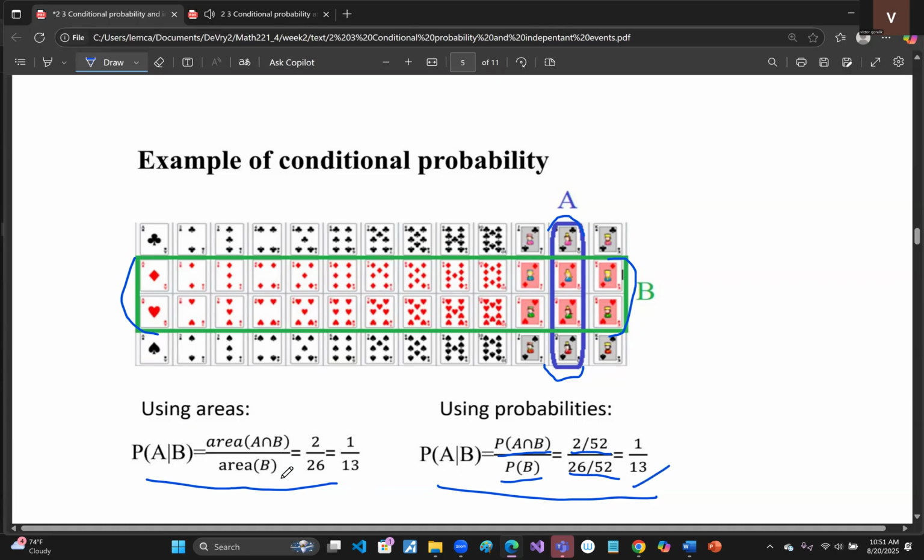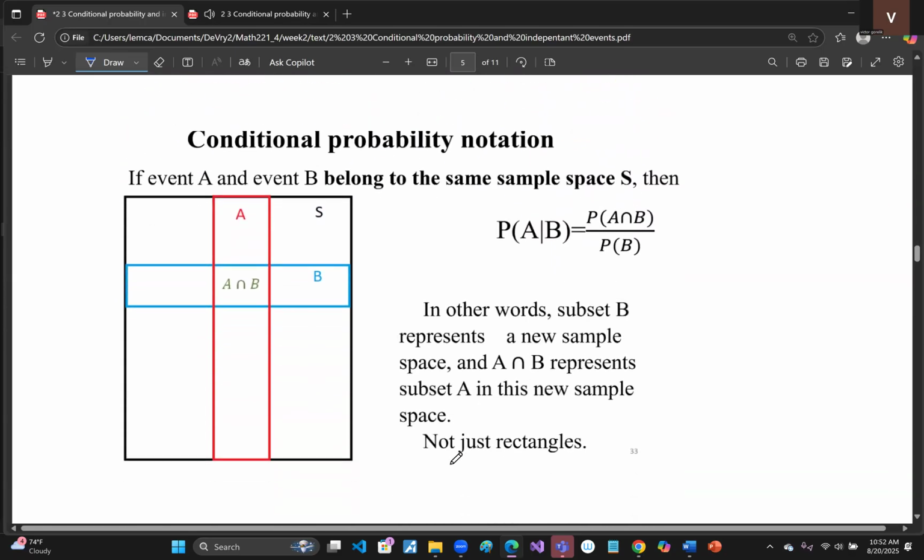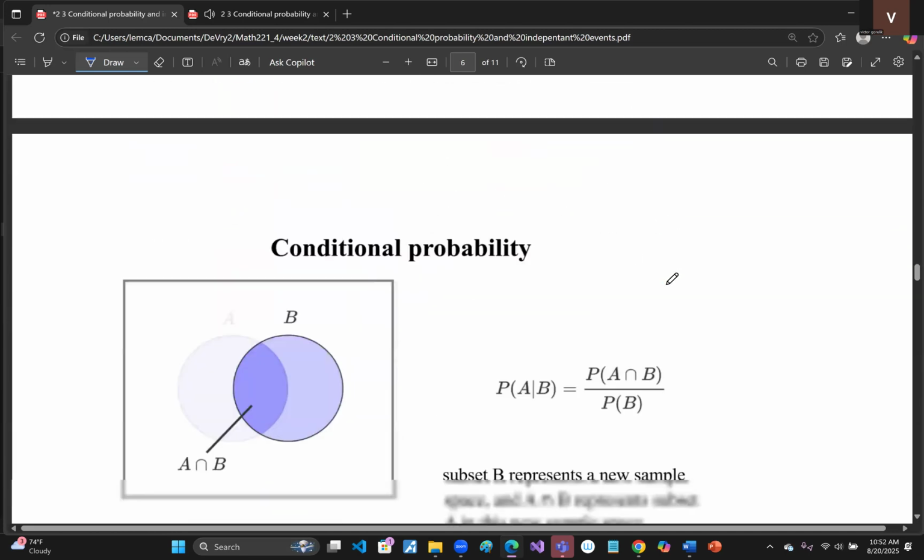You could get the same result by using the areas, not probabilities. The area of intersection is 2 cards. The area of B is 26 cards. So the answer is 1 over 13. To illustrate the definition of the conditional probability, we can use the Venn diagram, with intersections of rectangles. However, the shape of the space and the events can be arbitrary, not necessarily a rectangle.